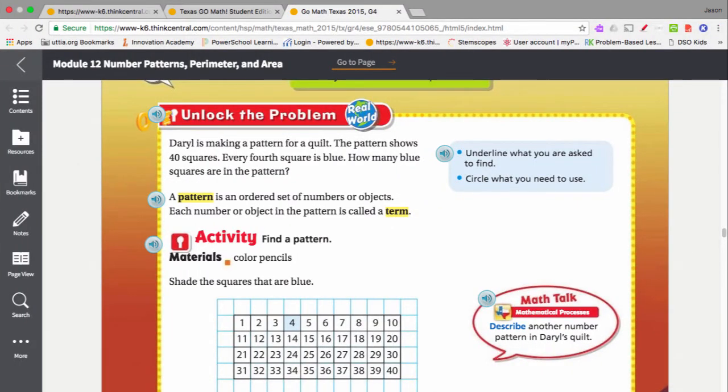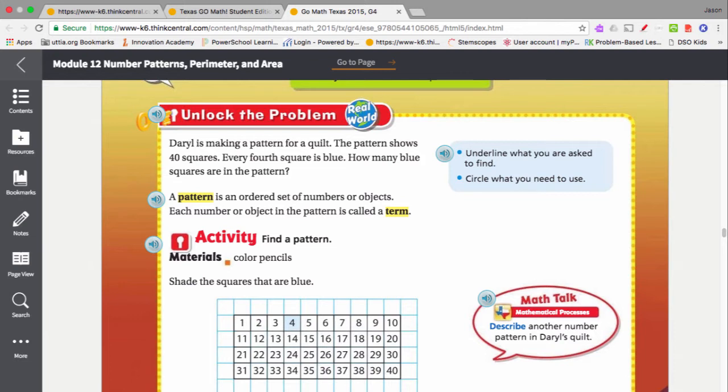One thing that we can use our equation rules for and our skills in writing expressions and equations is describing number patterns. A number pattern is just a set of numbers or objects that has an order to it. And every number in the pattern is called a term. So we want to try finding a pattern and identifying a pattern.